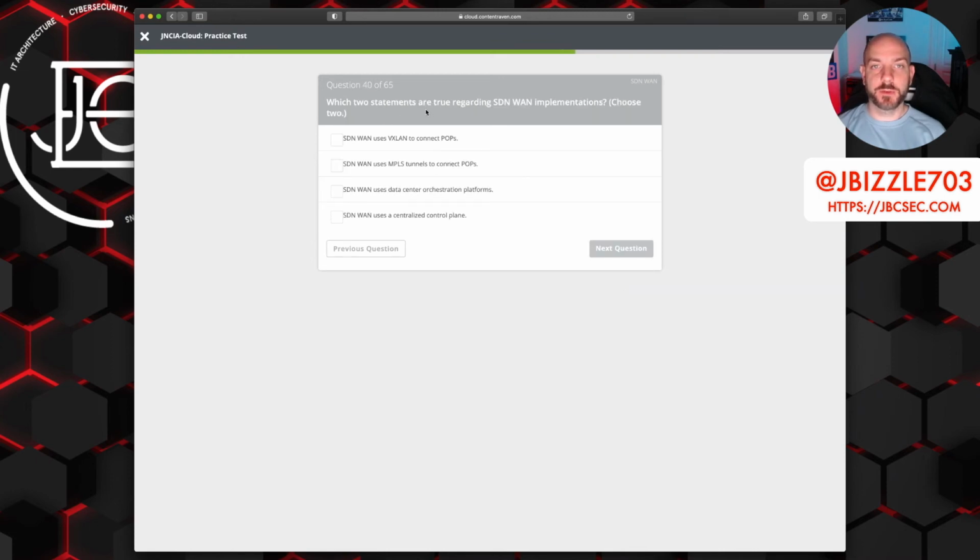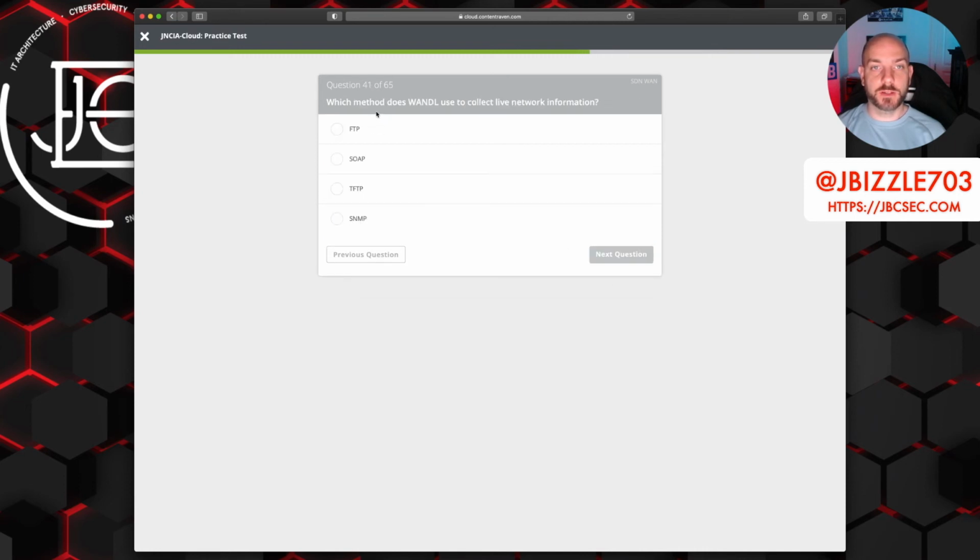Which two statements are true regarding SD-WAN implementations? SD-WAN uses VXLAN to connect POPs. SD-WAN uses MPLS tunnels to connect POPs. I like that. SD-WAN uses data center orchestration platforms. SD-WAN uses a centralized control plane. I like that.